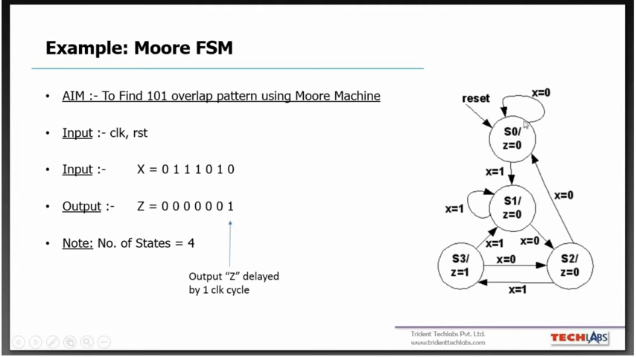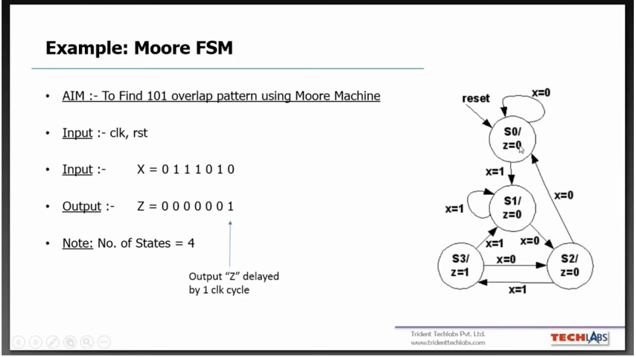Now in S0, we want to find a pattern of 101. When the input is 0, the current state stays the current state. When the input is 1, it goes to the next state, because we have the required first 1 of the 101 pattern. So when X is equal to 1, it goes from state 0 to state 1. This is the condition that I have given. And Z is the output that we have declared.